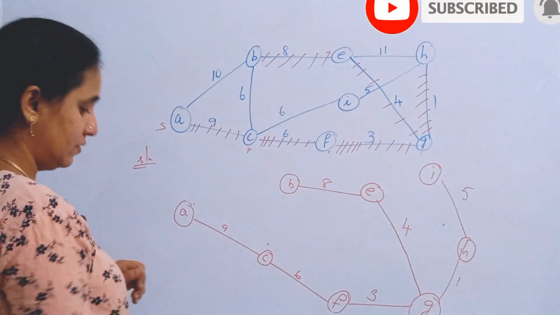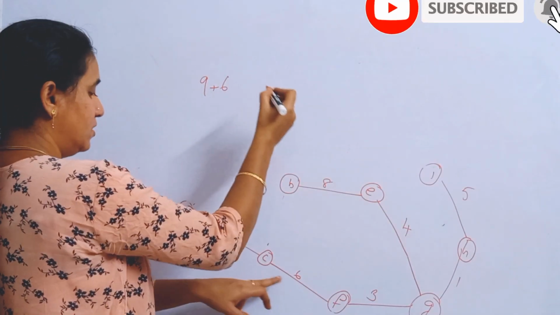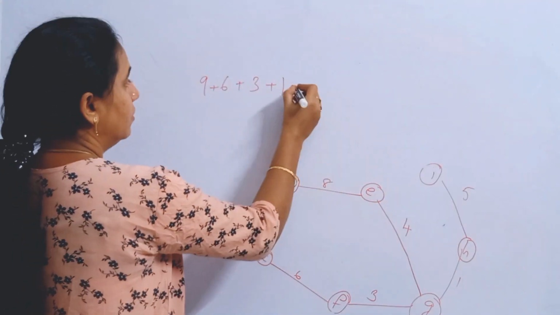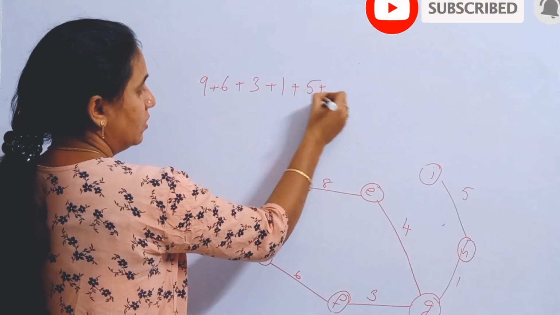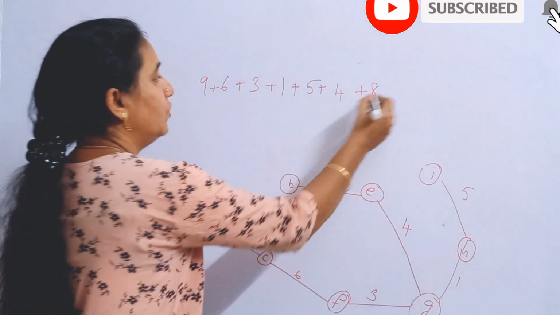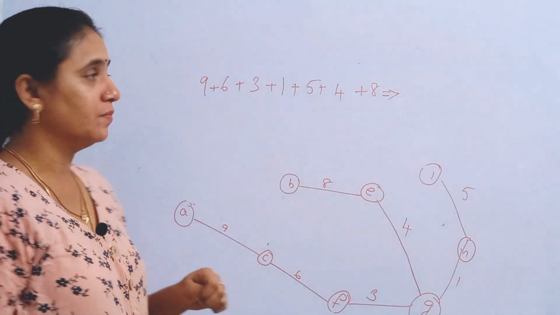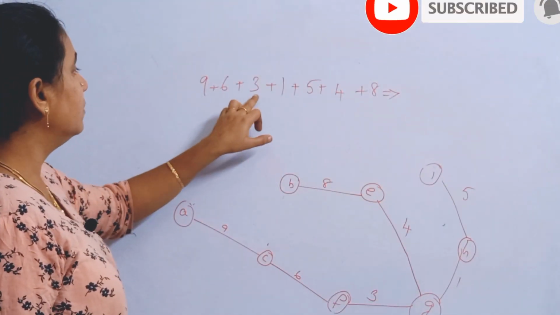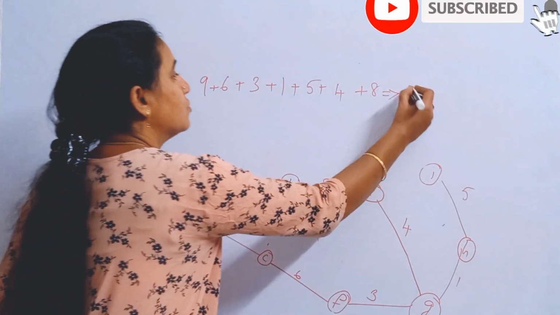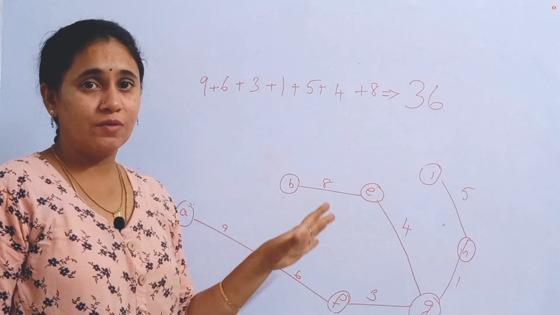So now shall I add? If I add, I will get 9 plus 6 plus 3, then 1 plus 5 plus 4 and 8. So now if you add, you will get the overall cost. So 9 plus 6, 15, 18, 19, 24, 28, 28 plus 8. So the value is 36. Okay friends, so this is the way you should solve.